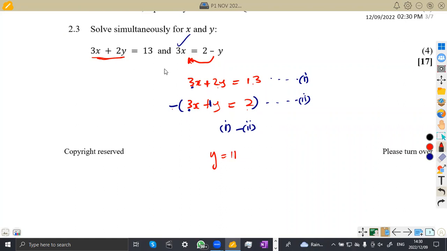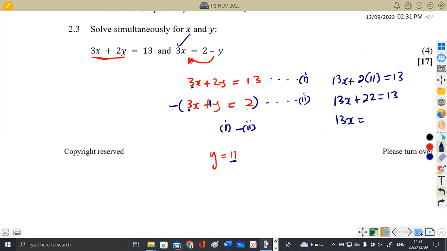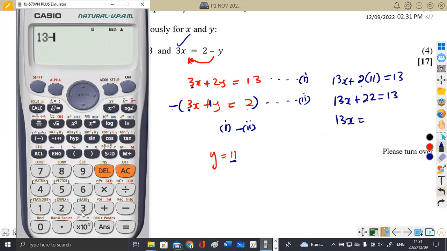To find x, you simply substitute into any one of these equations. I'm just going to take the first equation, where we are given 3x plus 2y, of which our y is 11. So 3x plus 2 times 11, that is 22, is equal to 13. So 3x is equal to 13 minus 22, which is -9. Or you can use your calculator: 13 minus 22 gives us -9.